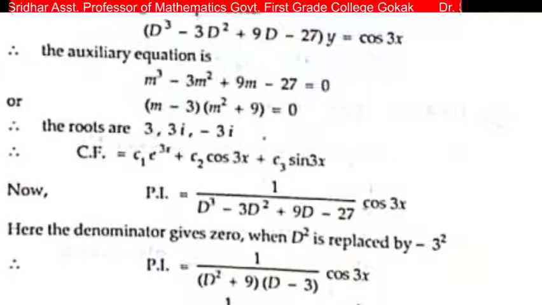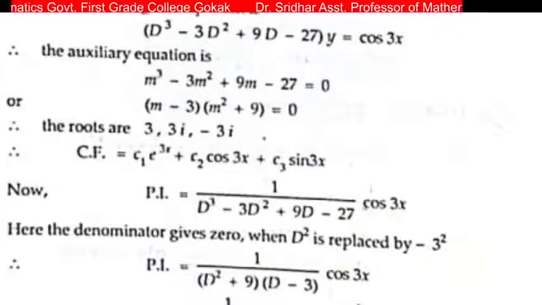Now which is equal to −1/18. Okay, −1/18. Why 1/18? Because here we replace D² by −a². So a means 3, −a² means −9, −9 −9 is −18. So −1/18, this gives 1/18 into 1 divided by D² + 9, this, and then (D + 3) of cos 3x.